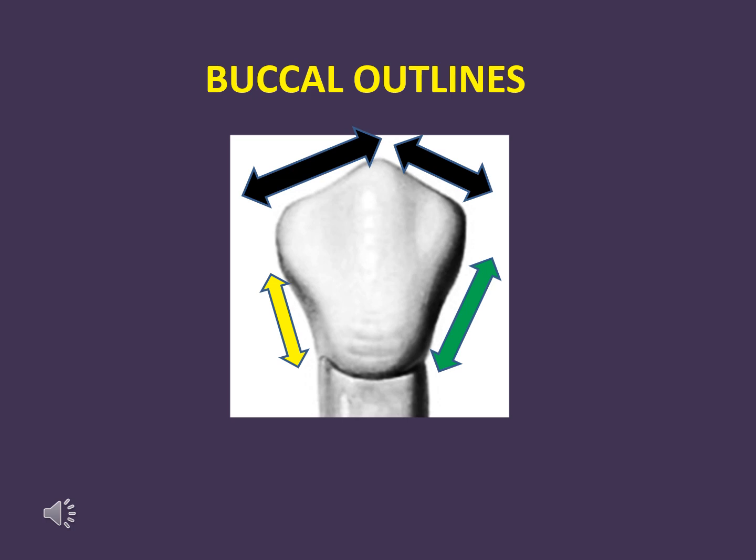So the mesial outline is curved and the contact area is broader, which is located occlusal to the junction of middle and occlusal one-third. Moving on to the distal outline. So the distal outline is also slightly curved and the contact area is located relatively in a more cervical position than that of the mesial contact area.